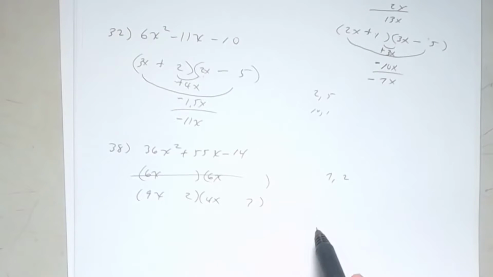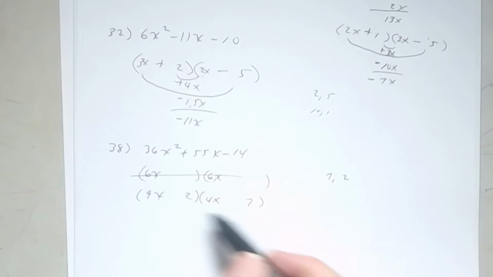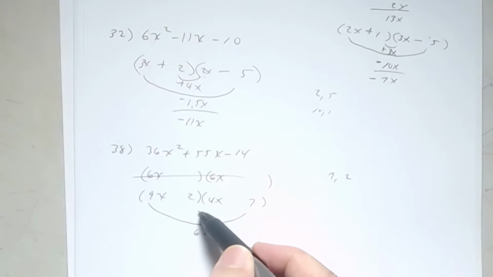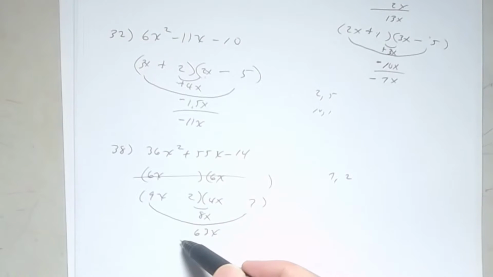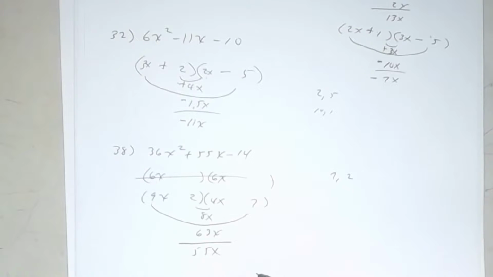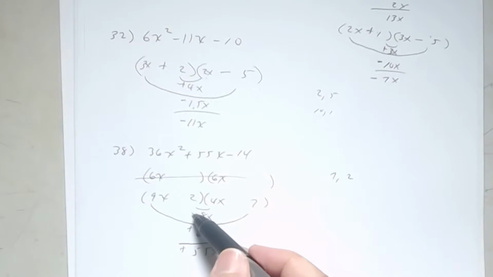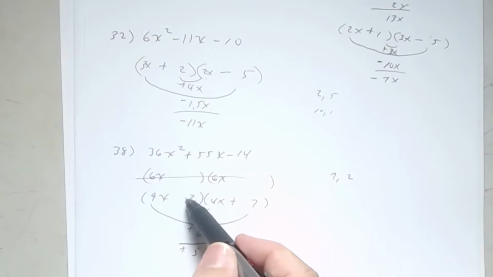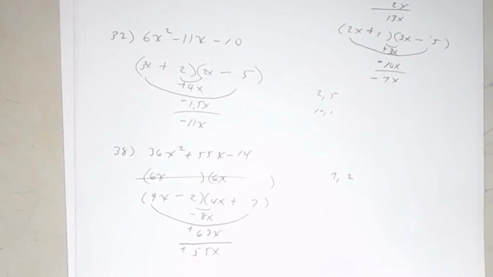Okay, now the last sign's negative, right? Right. So let's do the outer. What's the outer? 7 times 9 is 63x. The inner is 8x. I do have to subtract those, and that would give you 55. What kind of 55 do I want? You want a positive 55. So that means the 63 has to be positive, and the 8 has to be negative. So the 7 has to be positive, and the 2 has to be negative. Okay, so there's the answer.